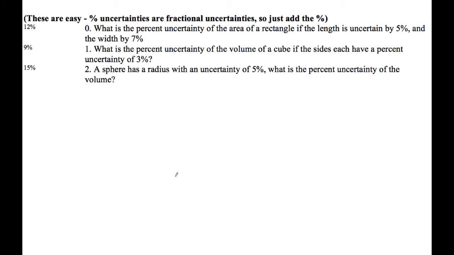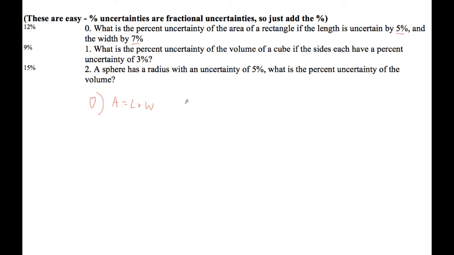Let's look at these problems with fractional uncertainties. Here we've got the uncertainty of the area of a triangle. The length is uncertain by 5% and the width by 7%. Well, the thing you've got to know is that the area is length times width. So this is multiplication. When you multiply, you simply add the fractional uncertainties.